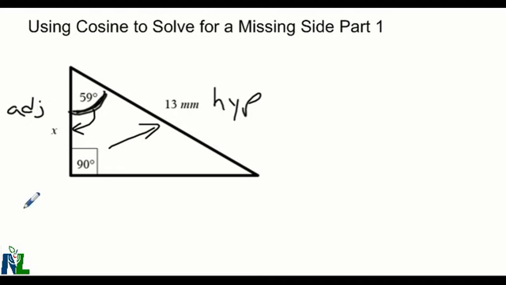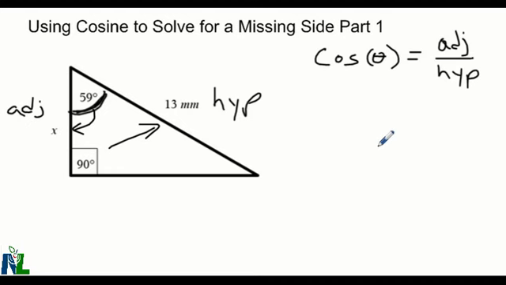So, because we're involving the adjacent side and the hypotenuse in this right angle triangle, the use of cosine is correct. So the cosine ratio is cosine of an angle that we're trying to find, or is given, is equal to the adjacent side divided by the hypotenuse.